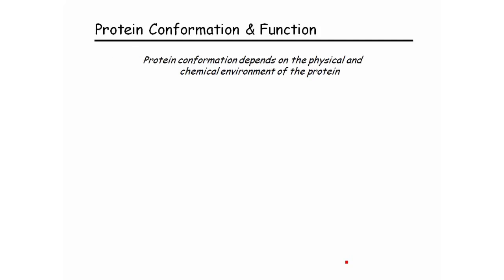Now, because the shape of the protein is so important, that shape is going to be dependent on the physical and chemical environment of the protein. So by chemical and physical environment, we're talking about things like temperature, pH, other ions or molecules that might be present in solution. And every protein is going to have really an ideal environment. If that ideal environment is altered, then that could change the shape of the protein.